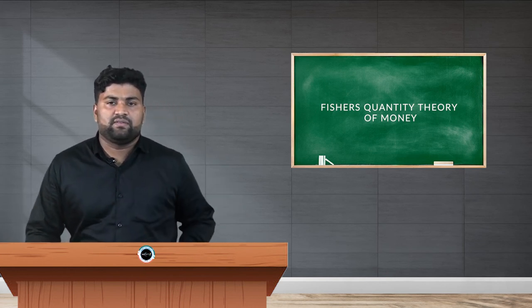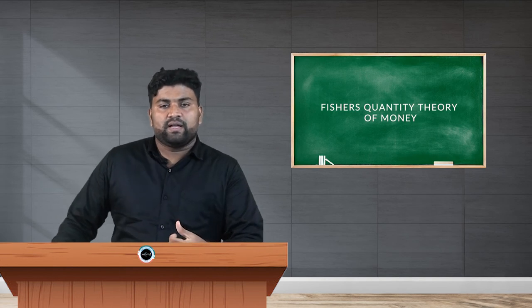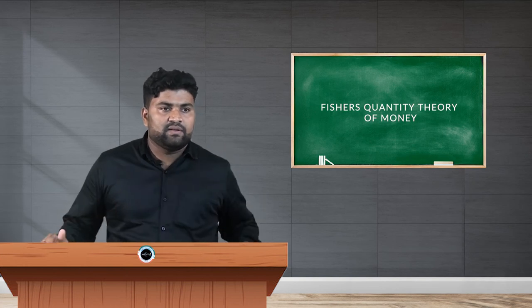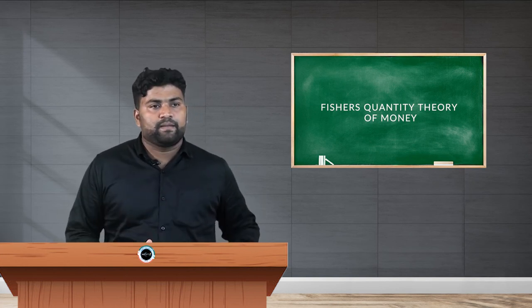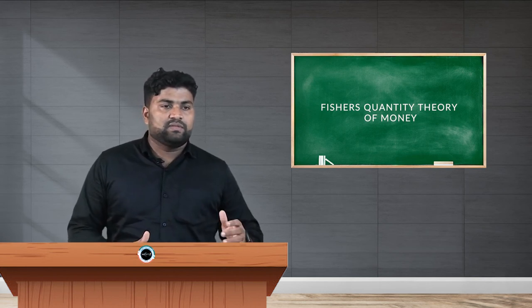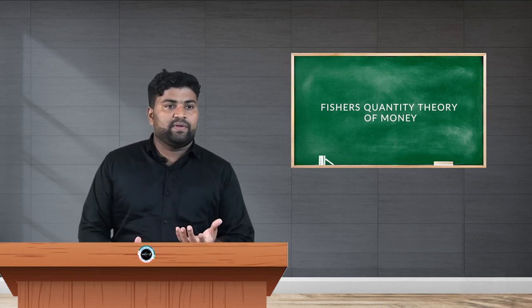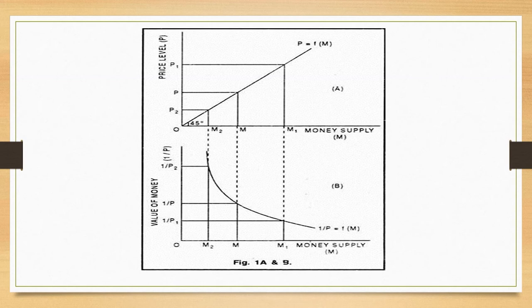To understand this equation very easily, you can go with diagrams. I have given in front of you a diagram. The slide says about the relationship between money supply and value of money, and also the relationship between value of money and supply of money. In the given slide, there are two diagrams. Diagram A describes the relationship between money supply and price level, and the second diagram makes clear the relationship between money supply and value of money.